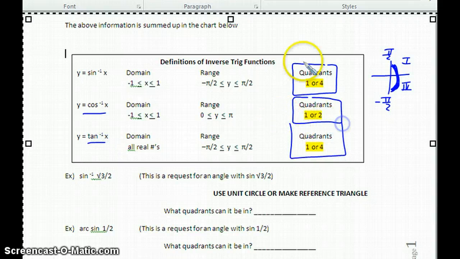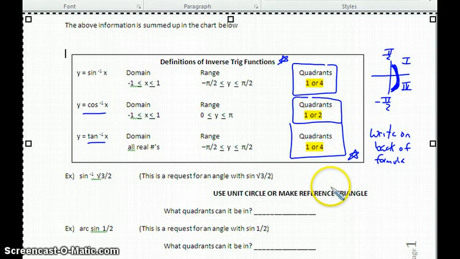Now these are going to be very important for you to know, that the inverse of the sine, cosine, and tangent functions will only occur in specific quadrants. If we don't know this, then it makes it pretty difficult for us to solve some of the problems that we're going to take a look at next. This is something I would star. This is something that I would also put on the back of my formula sheet, because that's going to be a nice place to have it to help us with remembering where these inverses exist.